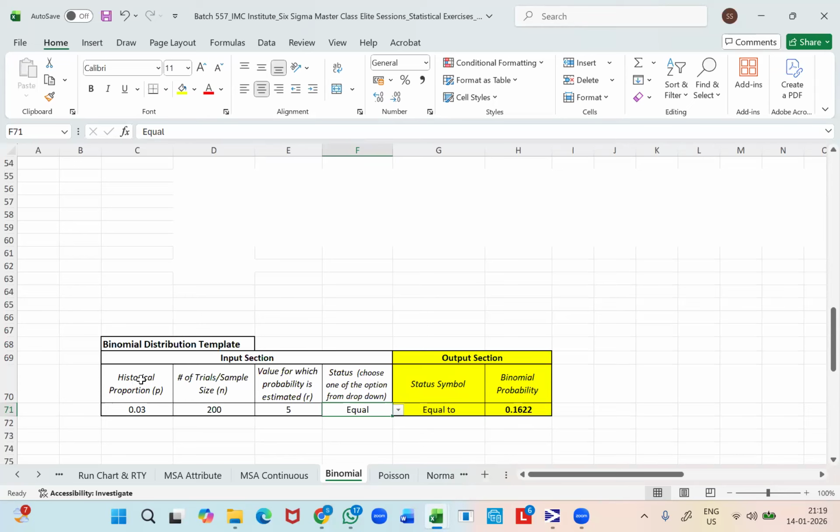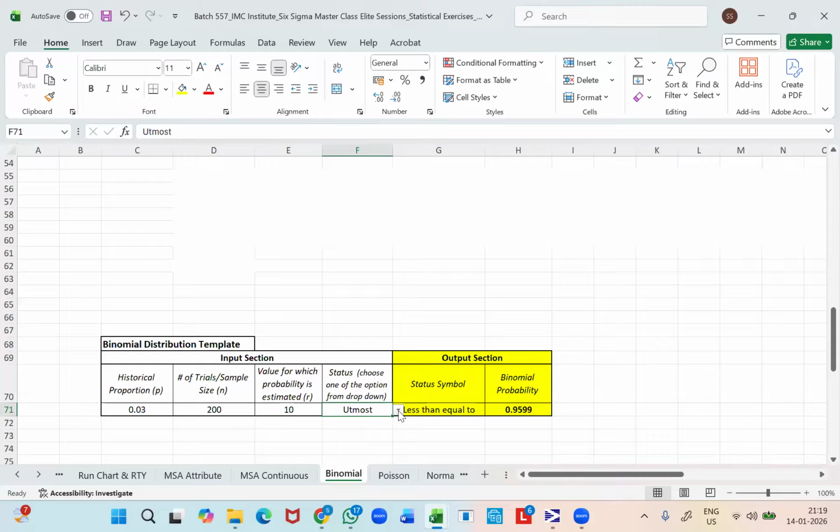For the second scenario, we can retain the historical proportion value and the number of trials, right? But the value for which we are estimating the probability changes here. We are going to estimate the probability of obtaining a maximum of 10 defectives, right? So we need to change this to 10, and the status would be at most for the second scenario. So at most 10, 0.9599. And the third one is at least 10. So 10 can be retained, but then we need to change the status to at least.